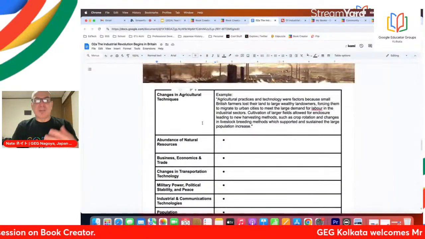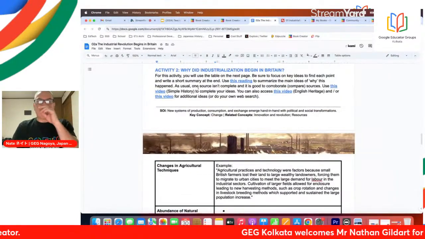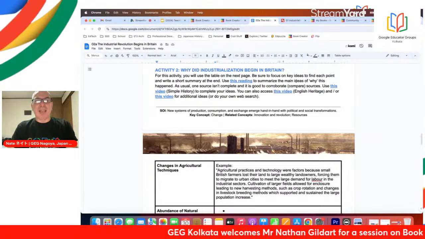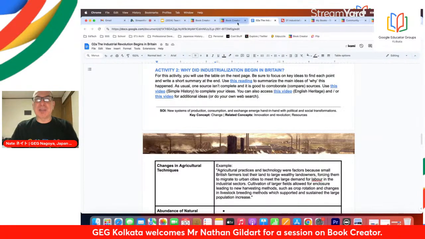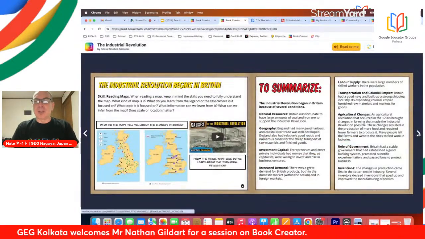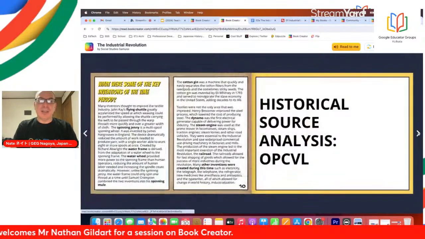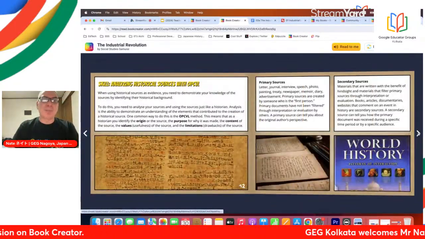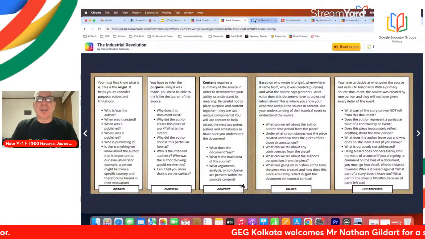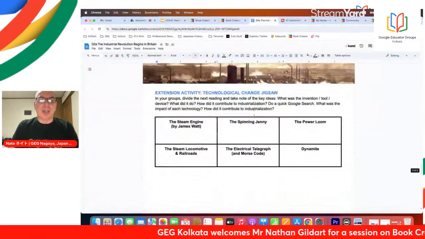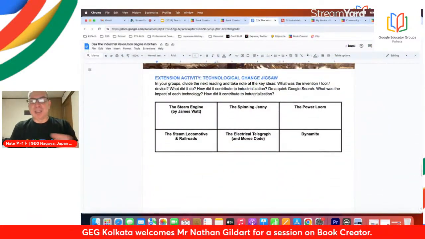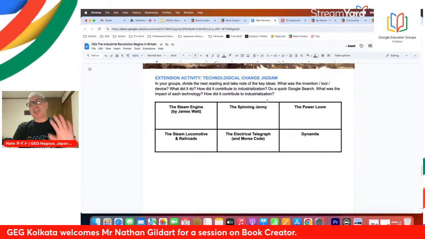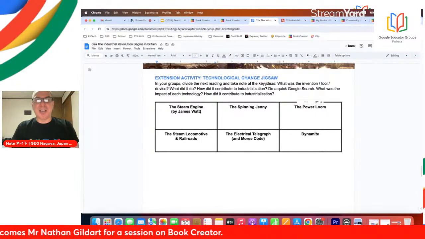All right, so in this activity, they're looking to summarize the main ideas of why the Industrial Revolution happened. So they go through, they have these as the background, and then they go through, like, why did this happen? They're looking at the technology and all the other things. And then they fill this out, and then we work on it together. This is an extension activity, so I won't get into that, but if you have a little extra time, I always put extension activities in my docs and my worksheets.